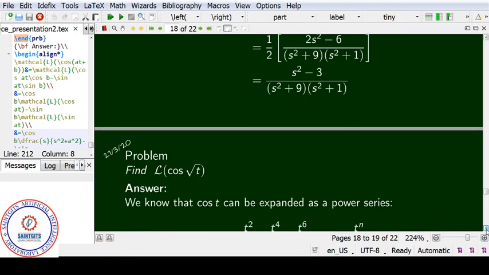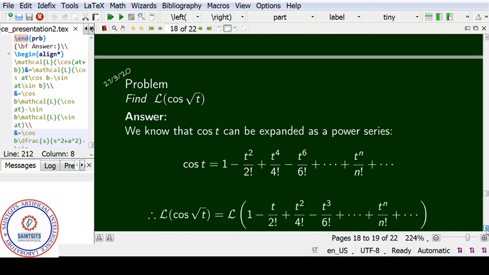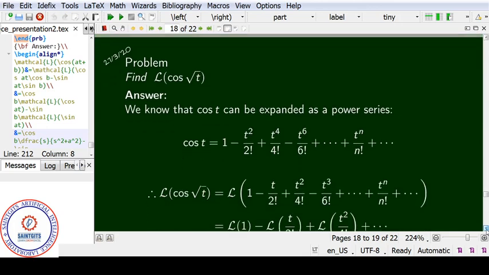Next problem is find the Laplace transform of cos root t. There is a natural tendency to use the direct formula for Laplace transform of cos at, but it cannot be used here because here there is a root on t, and therefore we simply use the power series expansion of cos t.